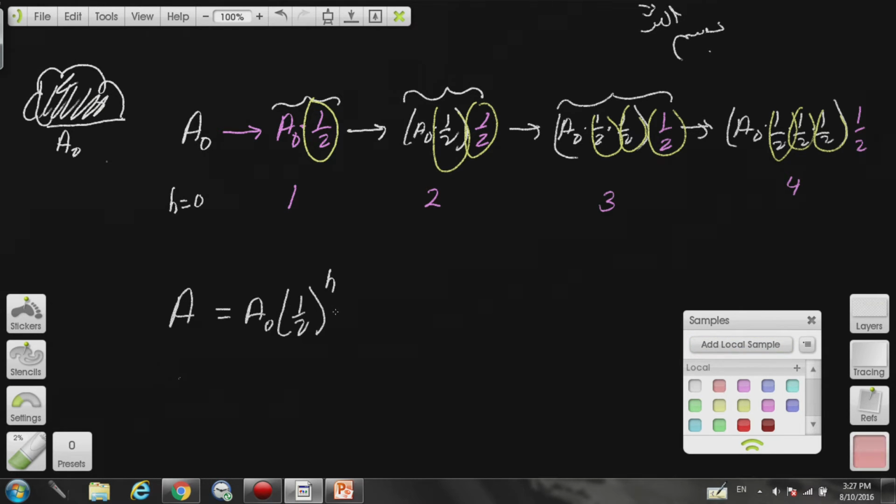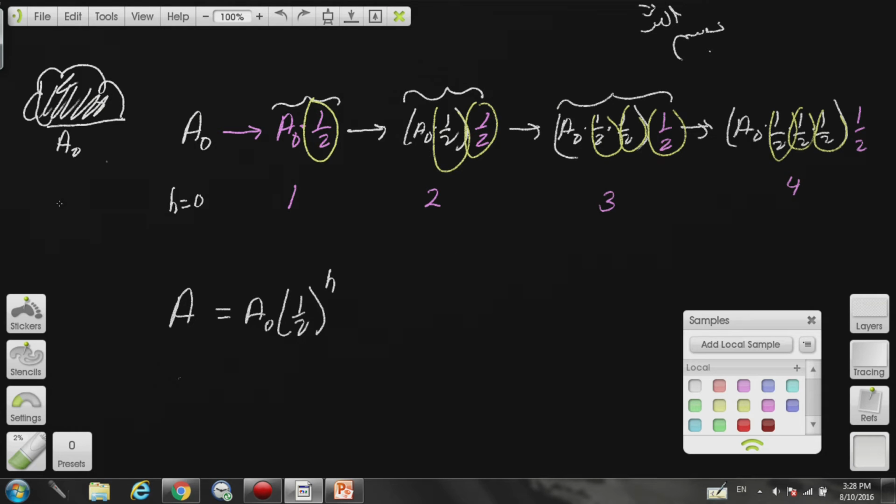So when h is 0, you would get this. When h is 1, you would get this. When h is 2, you would get this, right? So this formula that I have over here is a formula that represents the phenomenon that's going on over there.